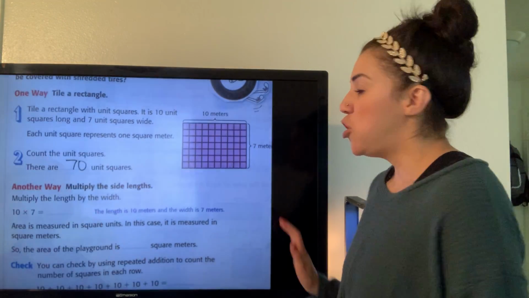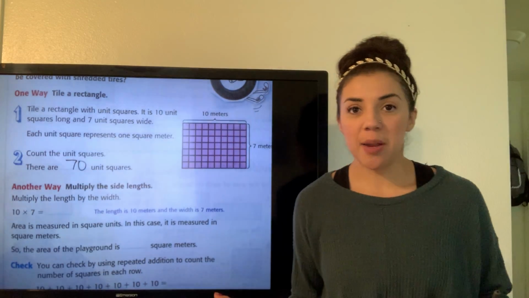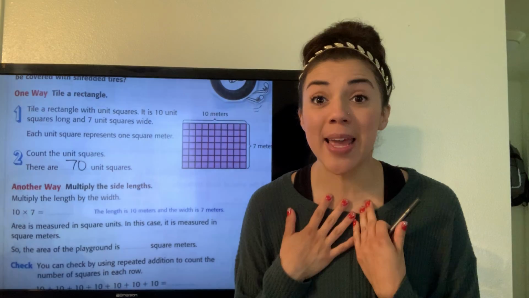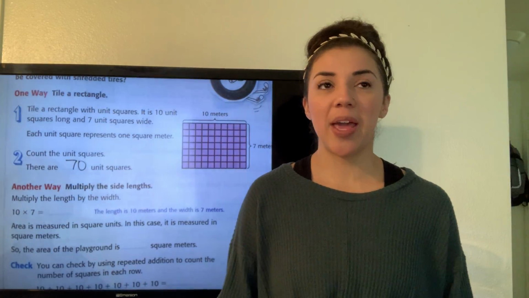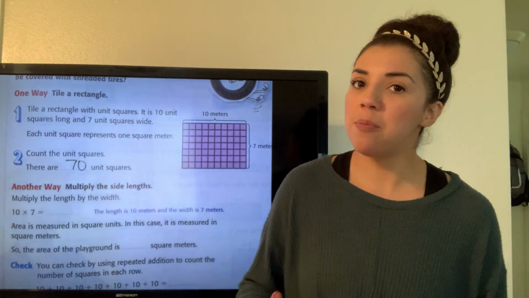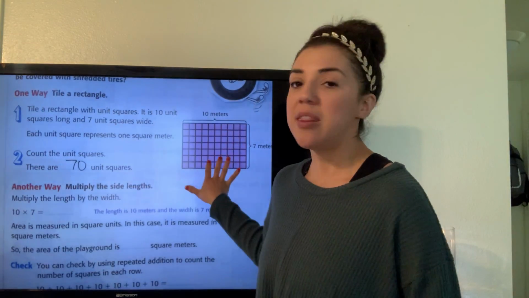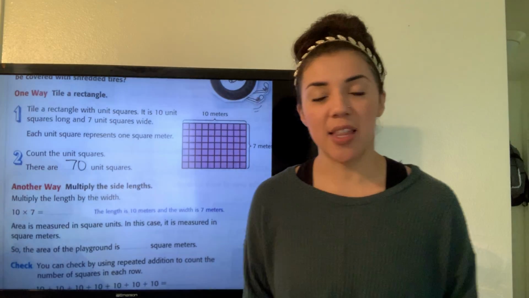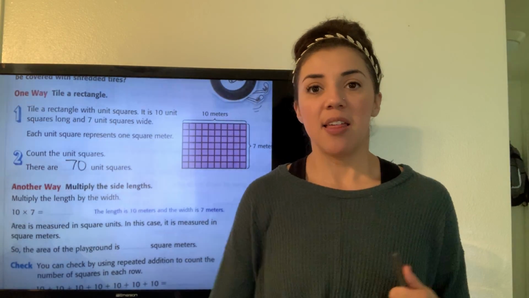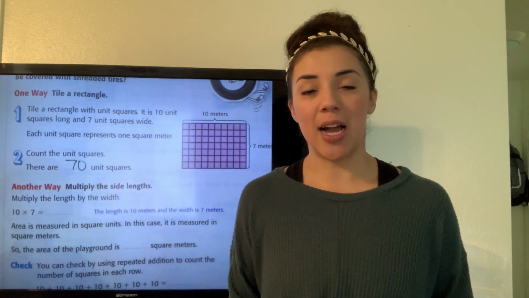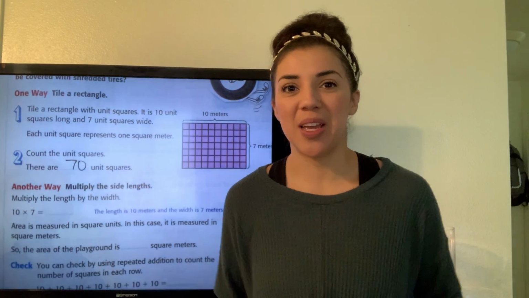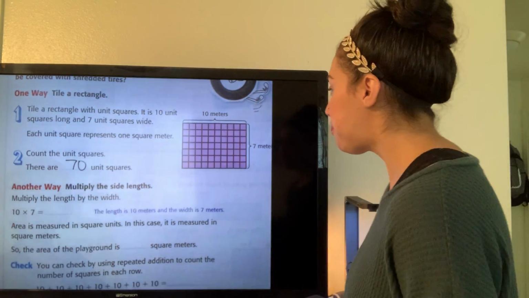Now, another way to do this, which is personally going to be the easiest way for me, is this. If you still need some practice with your multiplication facts, you might still have to use the unit squares, and that's totally fine. But if you're pretty good with your multiplication facts, then this way is definitely going to be faster and easier once you get those multiplication facts down, okay?